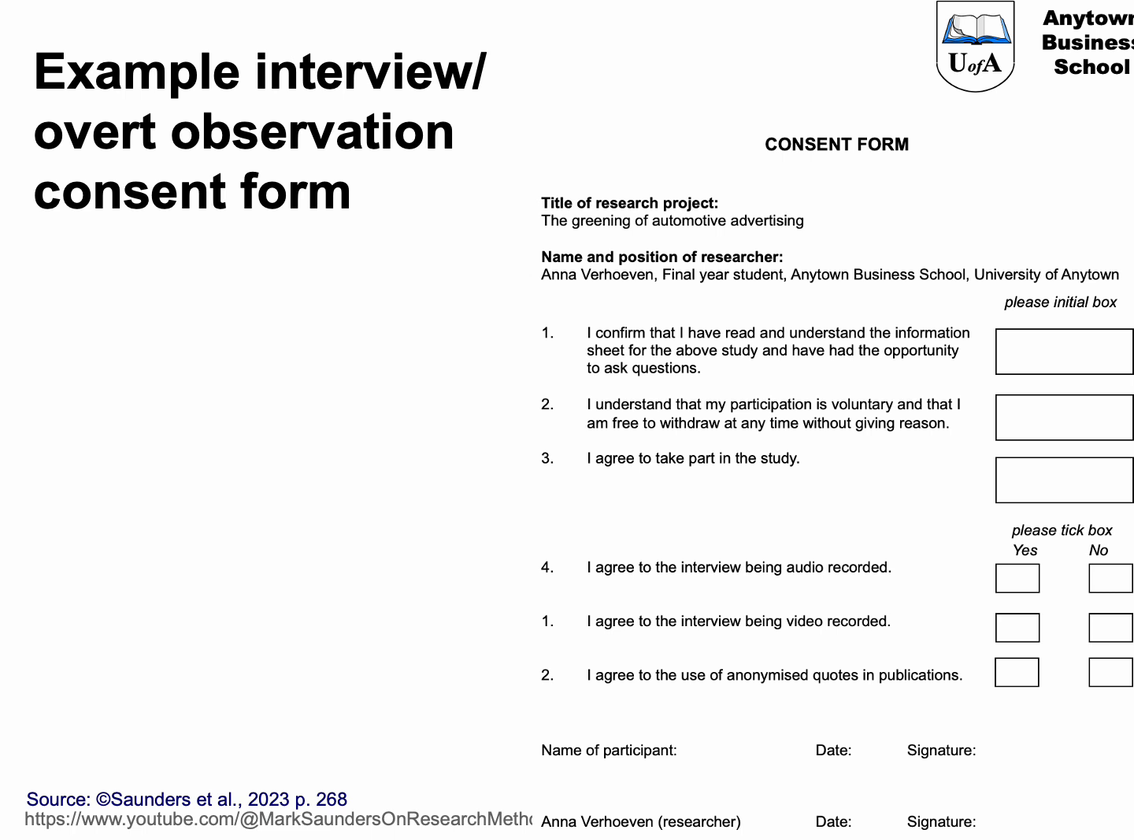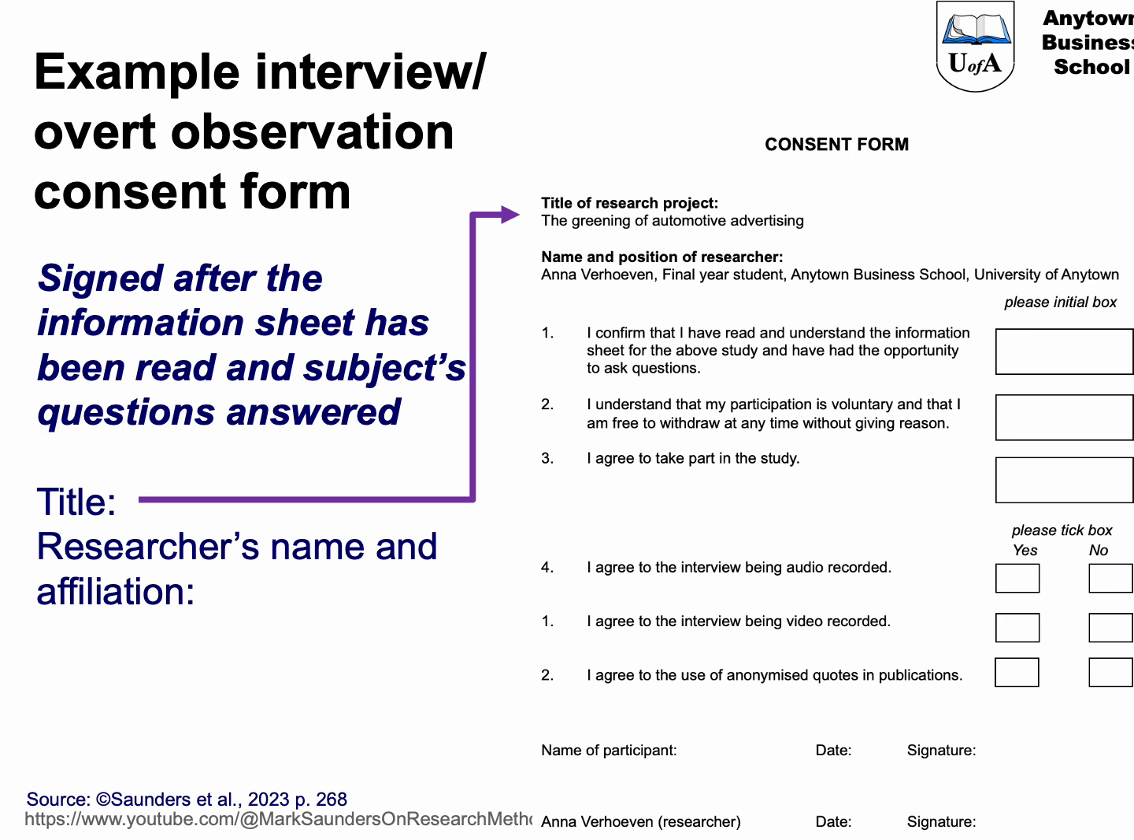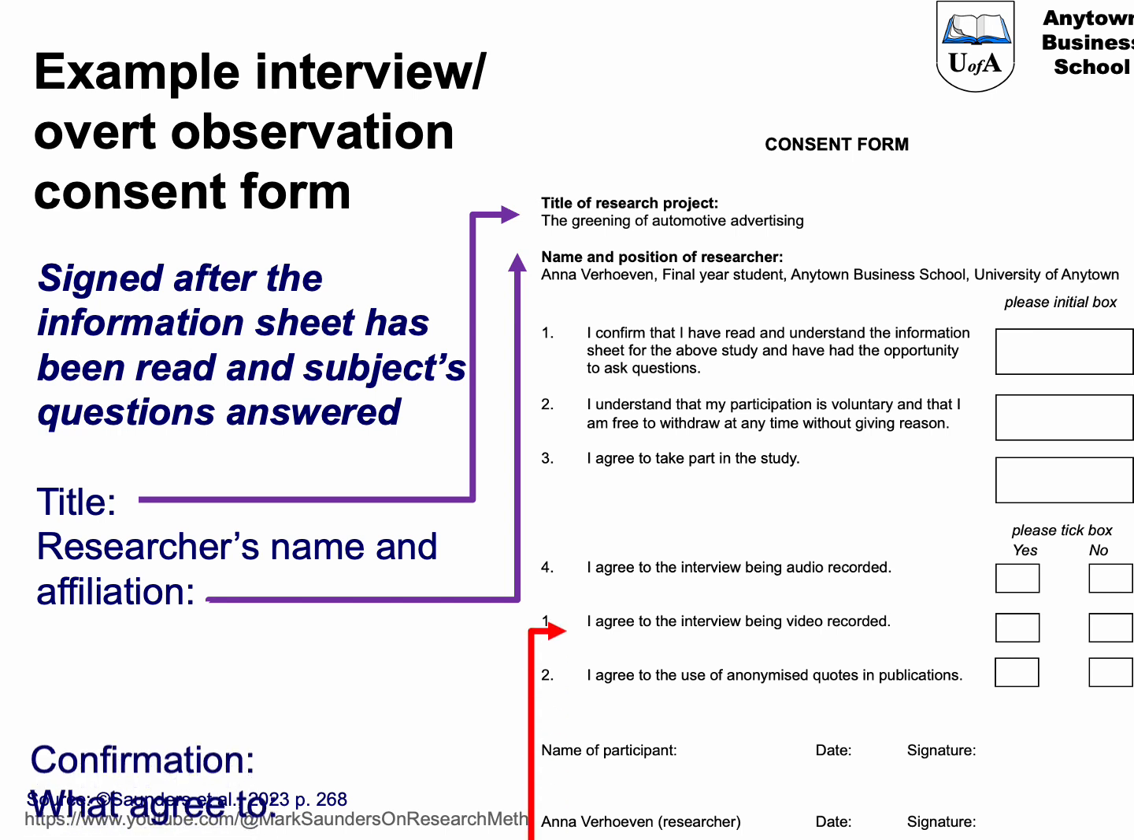Let's now look at an example of an interview or overt observation consent form. And by overt observation, we mean observation where the participants know they're actually being observed. And the first thing to note is that the information sheet has been read and you don't sign the consent form until afterwards and the subject's questions have been answered by the researcher. Now, the first thing that obviously needs to be on this consent form is the title of the research. This is followed by the name and the position of the researcher, and then we have the issues and things that they need to sign against.